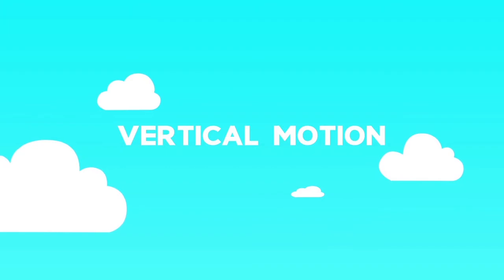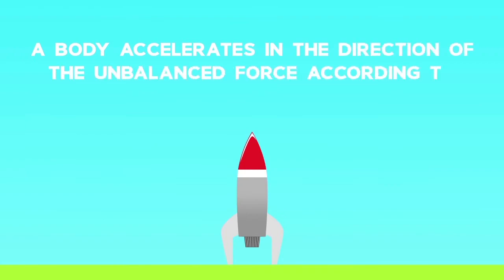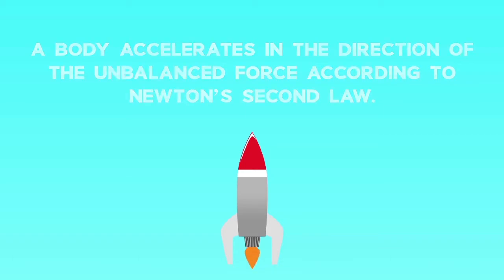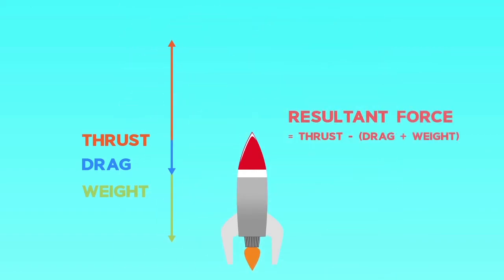When discussing vertical motion, we need to take the following points into consideration. A body accelerates in the direction of the unbalanced force according to Newton's second law. So when a rocket lifts off, the upward force or thrust is greater than the gravitational force acting on the rocket. That makes the resultant of these two forces upwards, so the rocket accelerates in an upward direction.